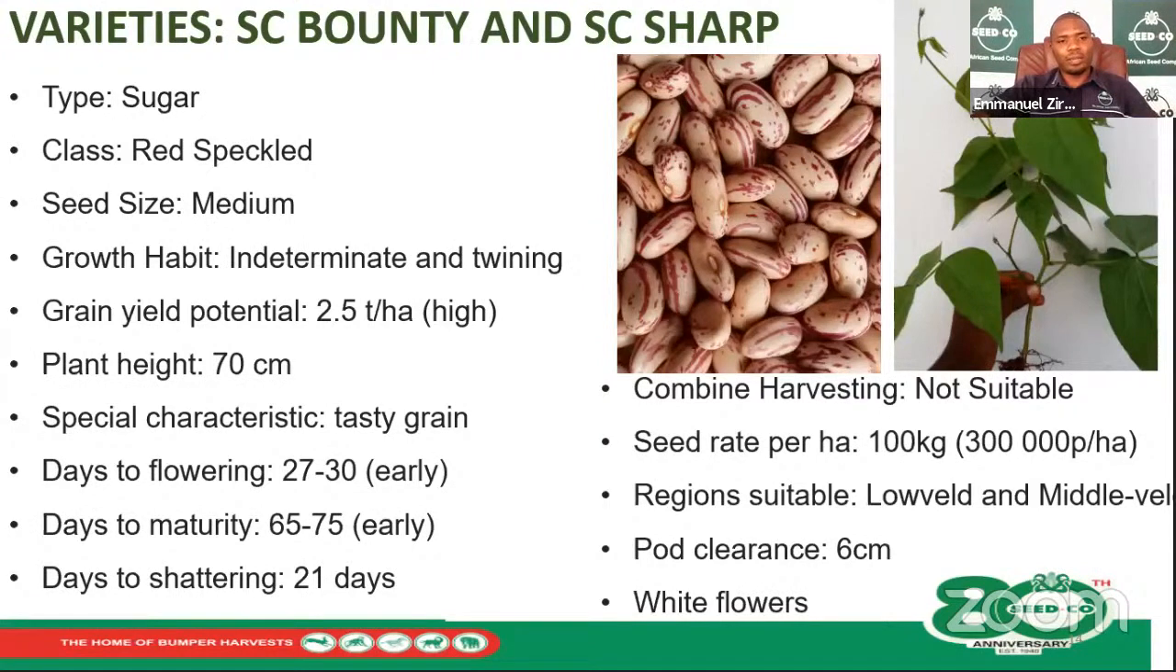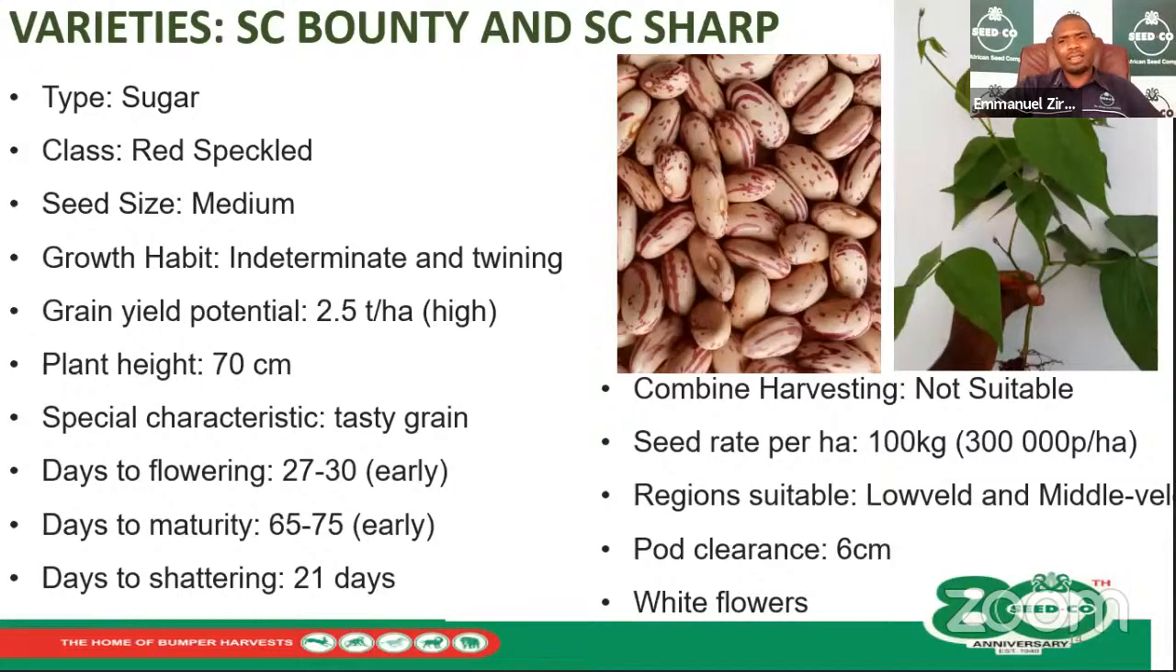The grain yield potential of Bounty and Sharp is 2.5 tons per hectare, and they can reach up to 70 centimeters in height. A special characteristic of these two varieties is that they have got very, very tasty grain. They take 25 to 30 days to flowering. Sorry, I think there was a mistake here. It's 85 to 95 days to maturity. Sorry for that. Days to shattering is 21 days from maturity up to first pod shattering.